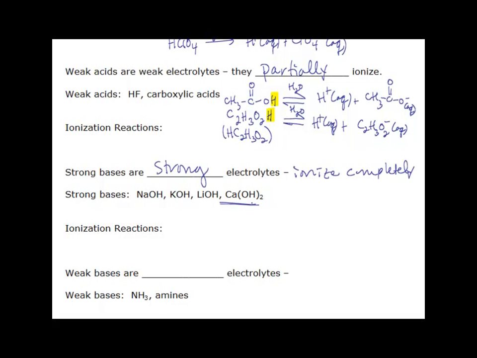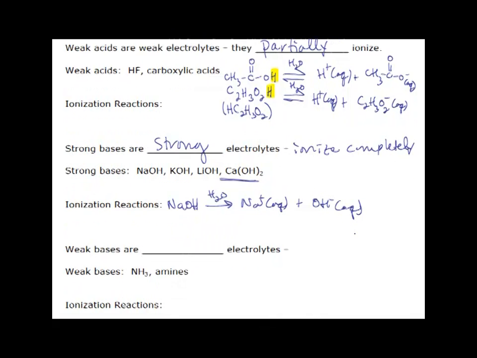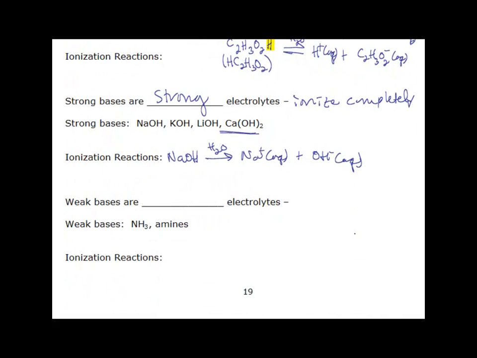Ionization reactions for your strong bases: one-way arrow, and all ions are formed. And finally, weak bases are weak electrolytes. They partially ionize. The weak bases that we'll see are amines, so anything containing a nitrogen.